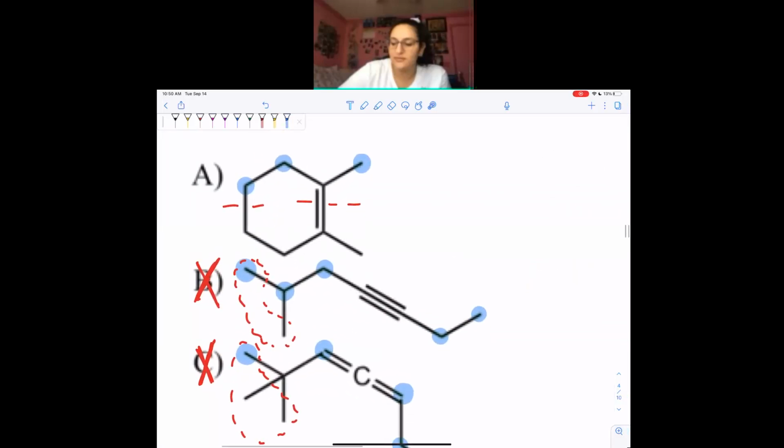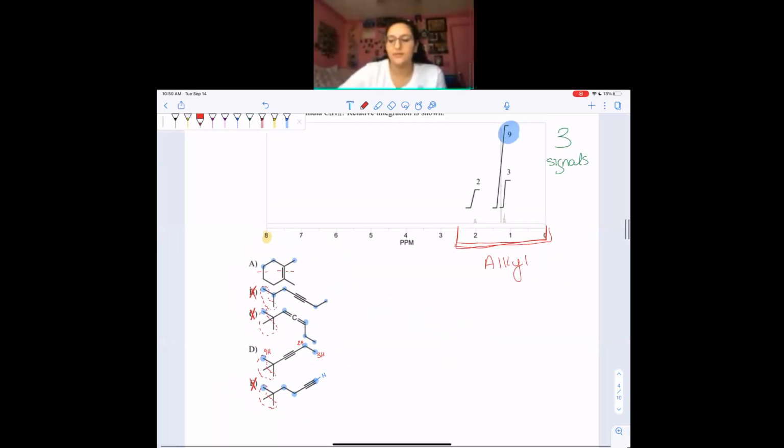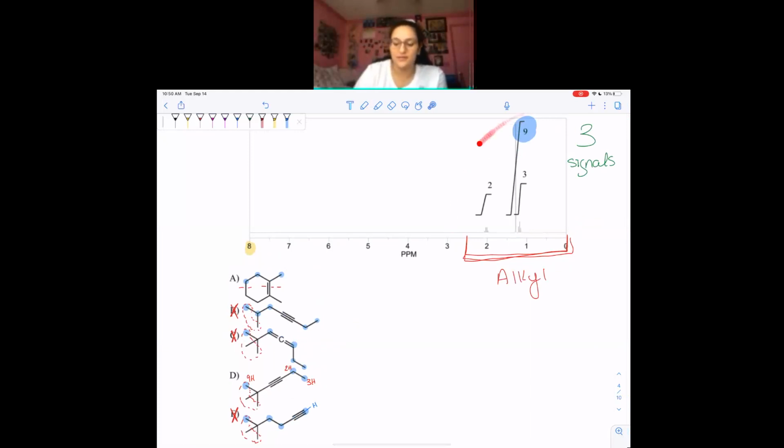So this guy is the same as this guy. So we have 1, 2, 3, 4. 1, 2, 3, 4. 3, 6. So the highest integration we have here is 6. If we go down to D, all 3 of these methyls are symmetrical. So we have 3, 6, 9. 9H. And then we have 2H. And we have 3H. And let's see if this matches up. Wow, it does. So our correct answer is D.